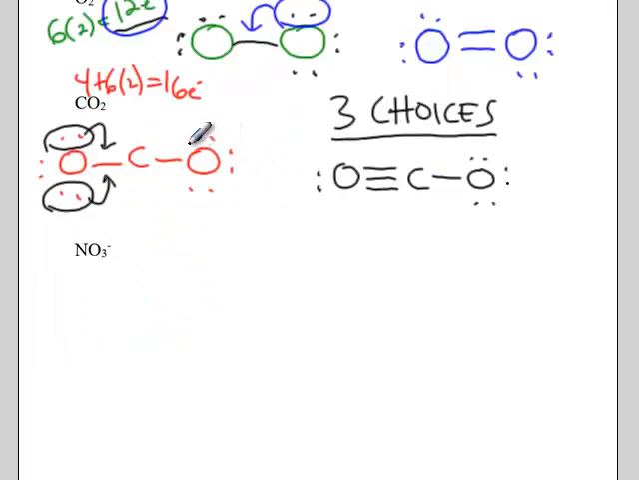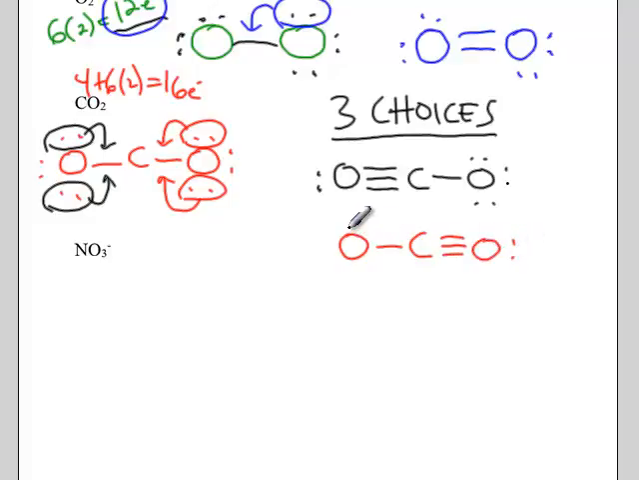Choice number 2 would be, we could have done the same thing, but moving electron pairs, both of them, from the right. And we would end up with a single bond on the left and a triple bond on the right. Choice number 3 would have been to move 1 lone pair from the left and 1 lone pair from the right, and we'd end up with a double bond on the left and a double bond on the right.